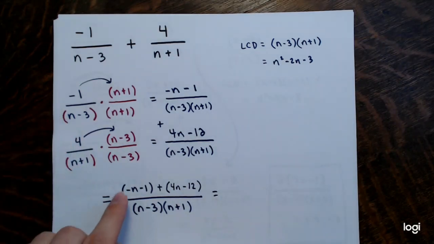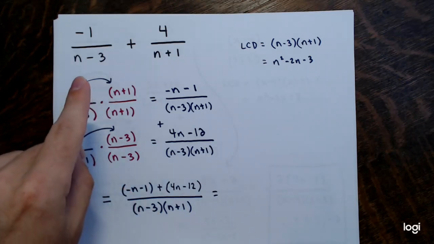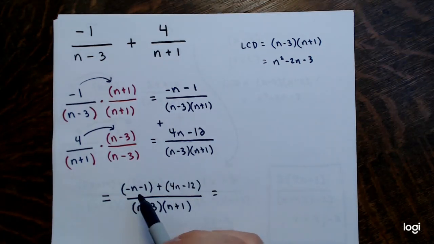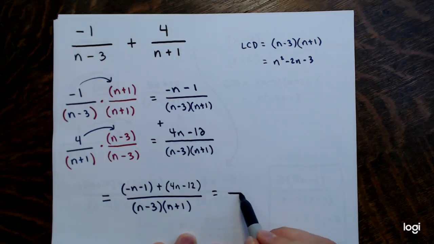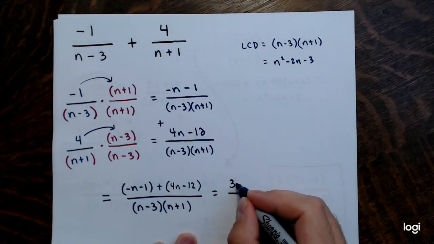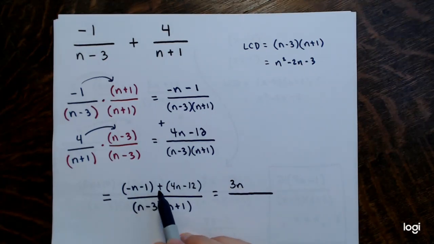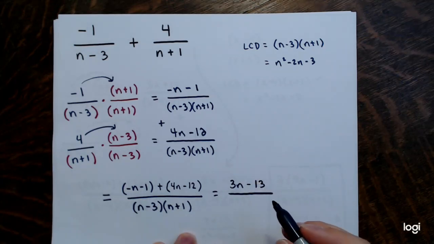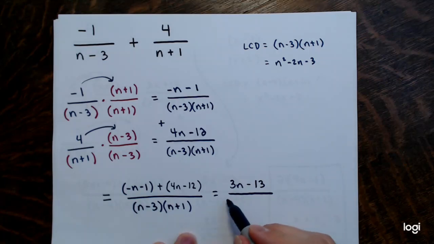Alright, and then we're going to combine, simplify it. This isn't wrong. Right? This fraction I've just written is the sum of these two fractions. These two fractions combine to make a single fraction. But it's not simplified, right? We're going to combine like terms in the numerator. All right, so my numerator, I have negative 1n plus 4n, that's positive 3n. I have negative 1 plus negative 12, that'd be negative 13. And there's the numerator. And then the denominator is, again, this n minus 3 times n plus 1, the LCD.